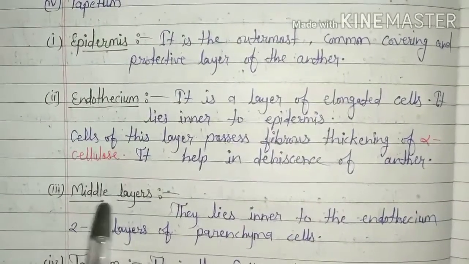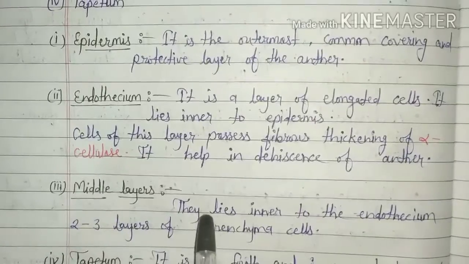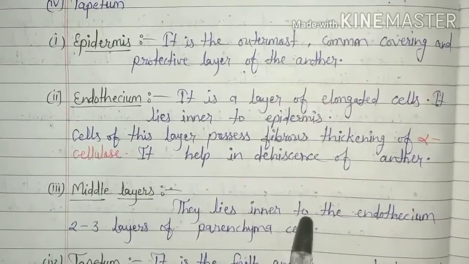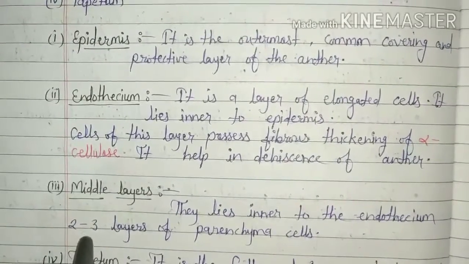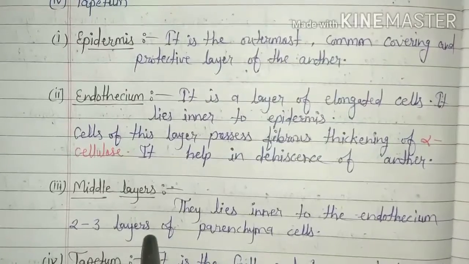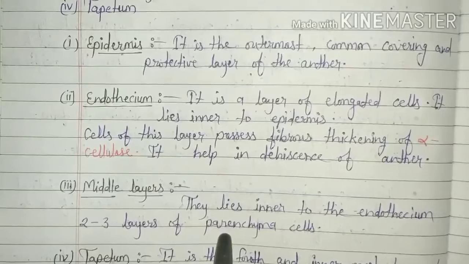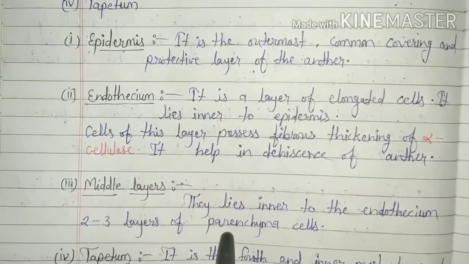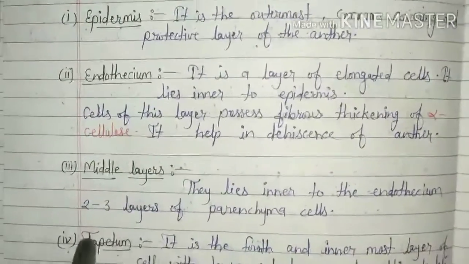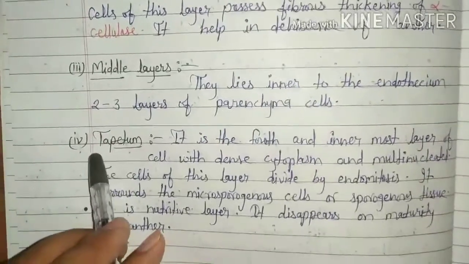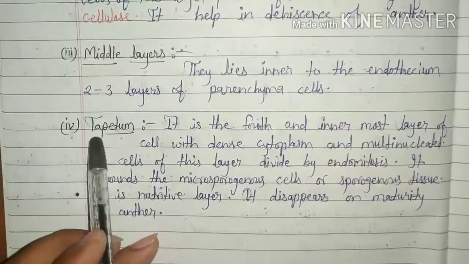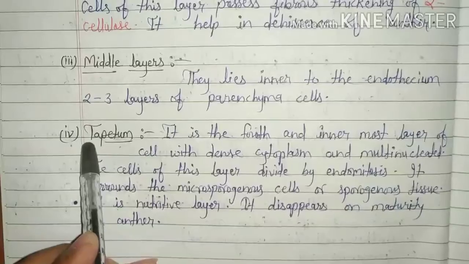Third layer, middle layers. Middle layers lie inner to the endothecium, and they have 2 to 3 layers of parenchyma cells. They provide only support to tapetum. Now, fourth layer, tapetum.